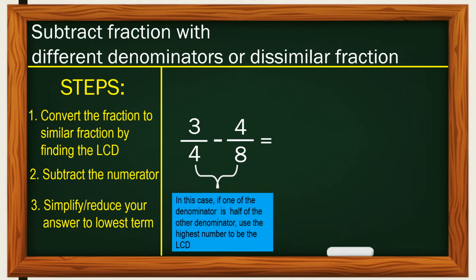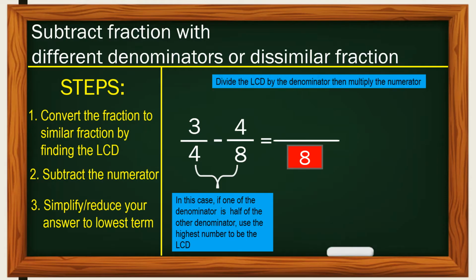So in this case, if one of the denominators is half of the other denominator, use the highest number to be the LCD. So kung yung isang denominator ay kalahati ng isa, ay pwede na natin kunin yung mas mataas, which is our LCD is 8. Then, time to find the numerator.